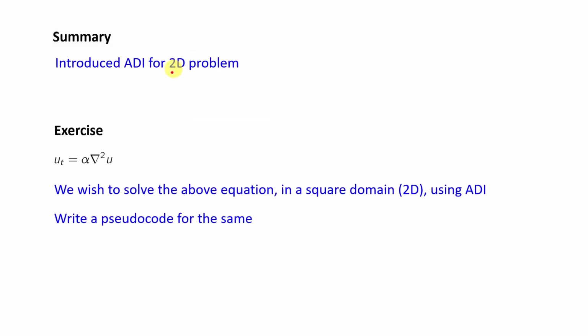So now we have seen the ADI for the 2D problem, and for your exercise, you take the usual diffusion equation in 2 dimensions. Now you want to solve it in a square domain using ADI. You write a pseudocode for this. Carefully write how you will treat the boundary conditions. This is very important in ADI. You have to properly implement the boundary conditions. Otherwise, you will get wrong results.